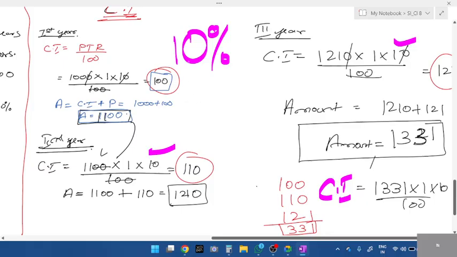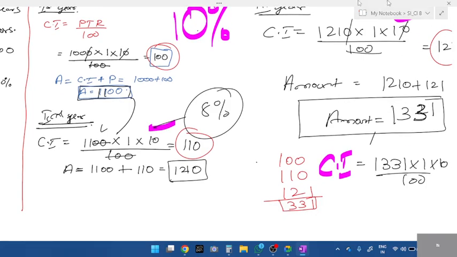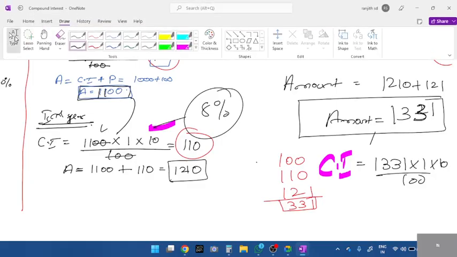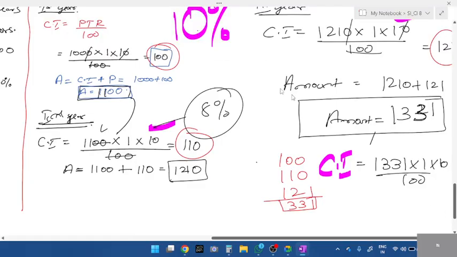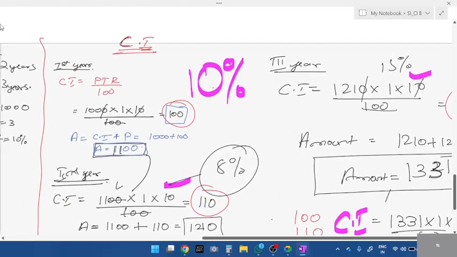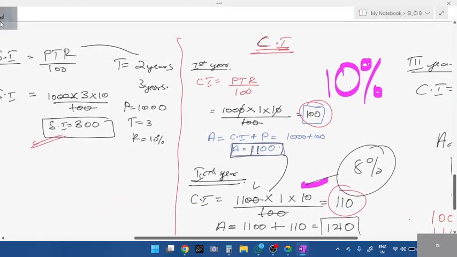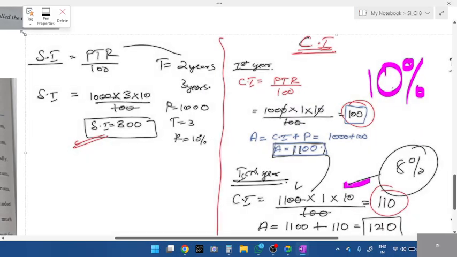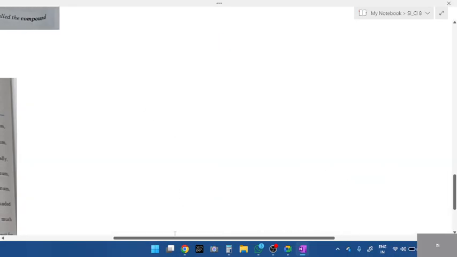Second type of question. For the first year, rate will be 10%. For second year, they'll give a different rate, for example, 8%. For third year, they'll give 15%. So rate will change. Time will be same. Time is 1 year. Time is fixed. Remember, in compound interest, time is fixed, students. Principal will keep increasing. Rate, sometimes they'll give a different rate for each year.